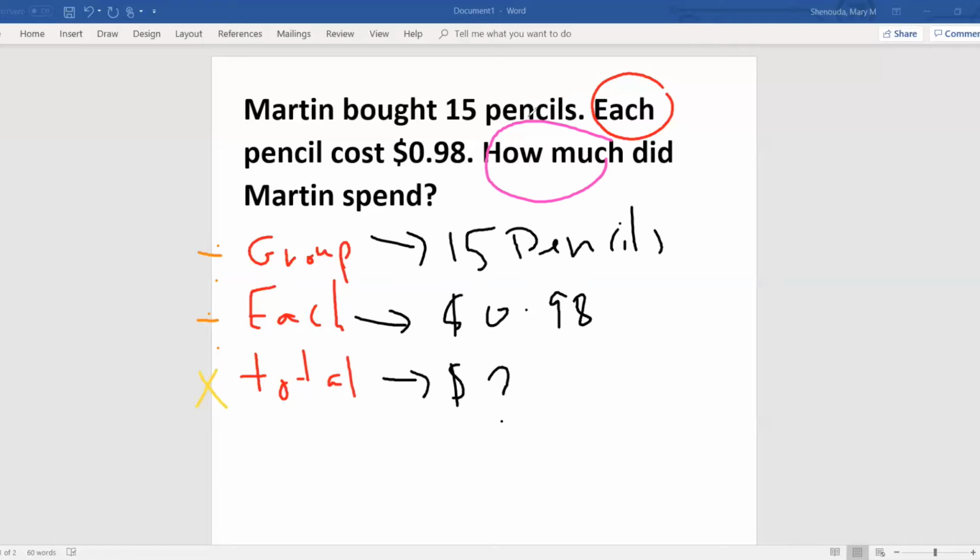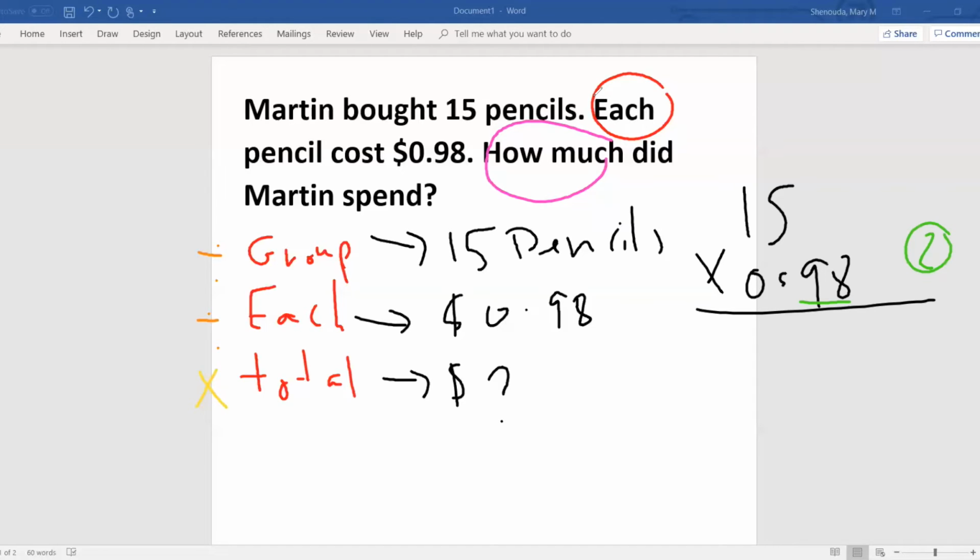Here, the operation that I have to use becomes clear. Since I'm finding the total, I know I have to multiply 15 and 98 cents. Anytime you're multiplying decimals, the first step is to count how many digits are after the decimal point. In this case, the 15 has no decimal points, so I don't have to worry about it. Only the 98 cents has a decimal point. So I gotta count, and we have a total of 2 digits after the decimal points. So I'm gonna keep track of that number on the side, and now I can erase the decimal point and just multiply like regular.